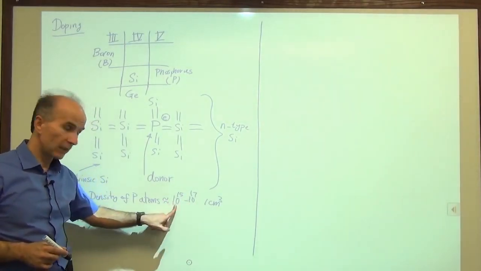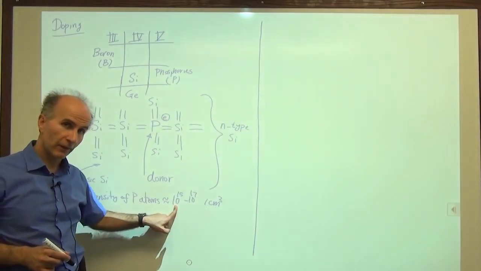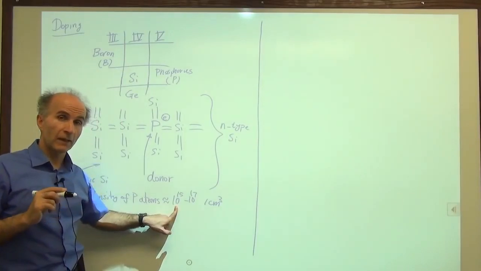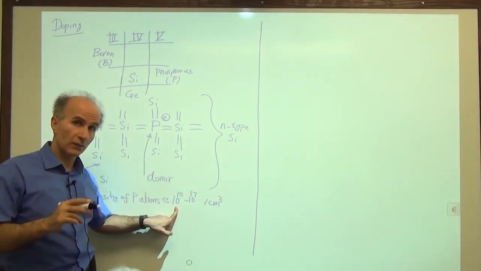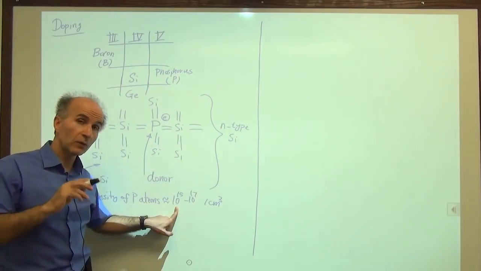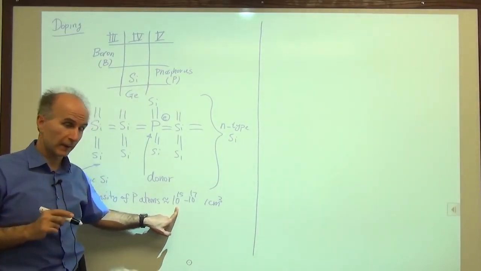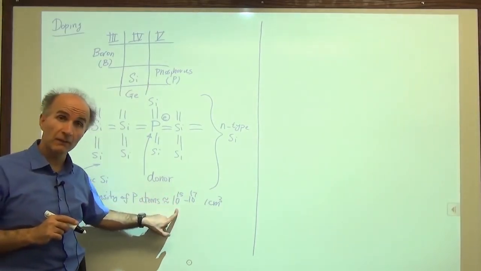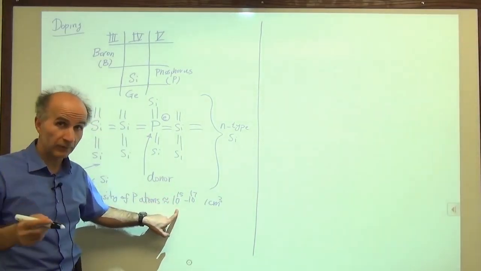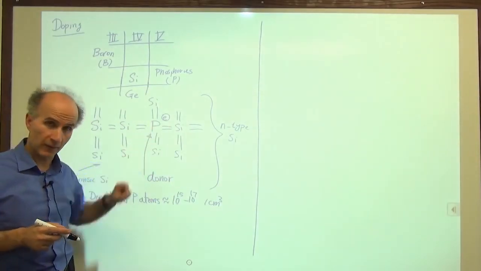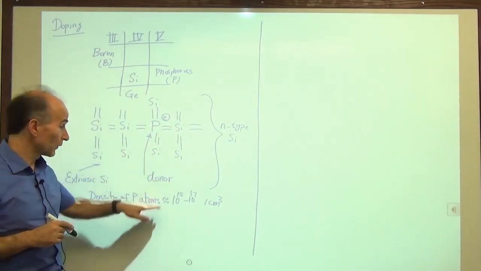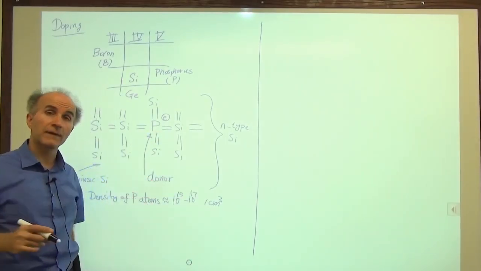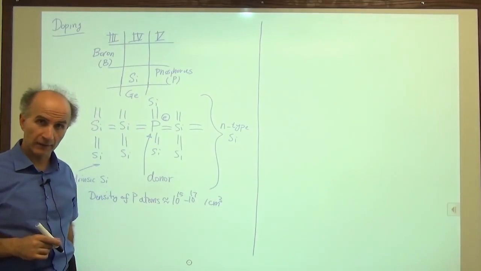But no matter, even if we are here, we see that the number of phosphorus atoms that we have introduced is much greater than the number of free electrons or holes that we had in pure silicon. In pure silicon, this was 10 to the 10. Now we have introduced 10 to the 15 phosphorus atoms, meaning 10 to the 15 free electrons coming from the phosphorus atoms. So these electrons coming from phosphorus completely overwhelm the electrons that we had already in pure silicon.